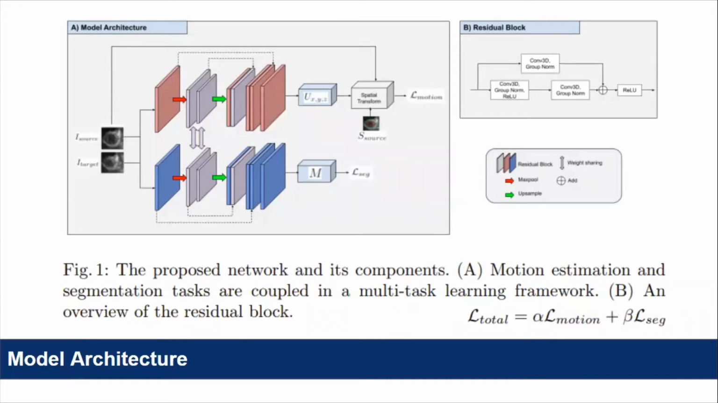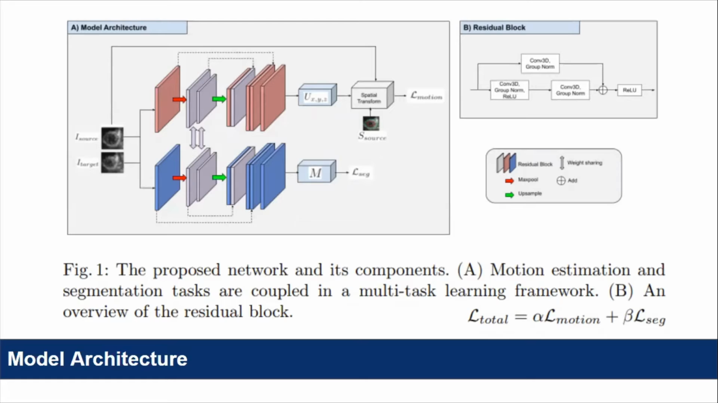This is an overview of the proposed architecture. In short, it is a two-branch network consisting of a motion estimation branch and a segmentation prediction branch. Both branches have a U-Net-style architecture, which basically comprises a downsampling path and an upsampling path with skip connections to combine the two paths.